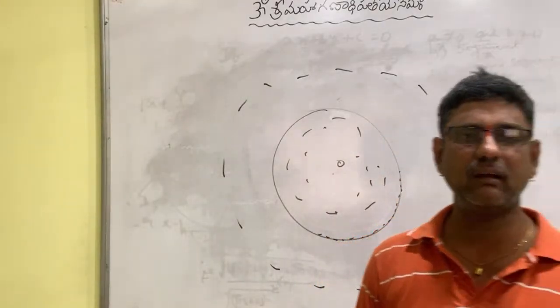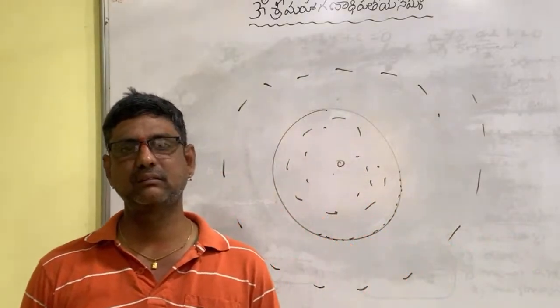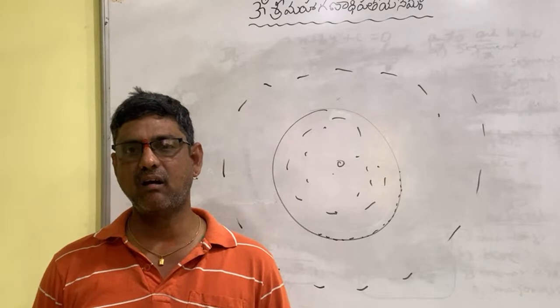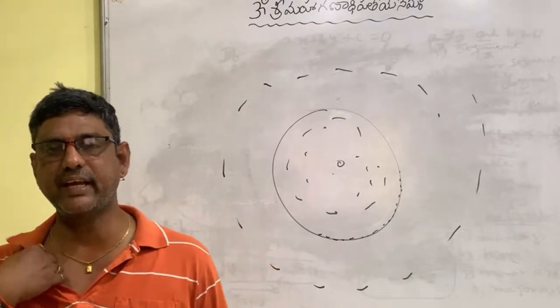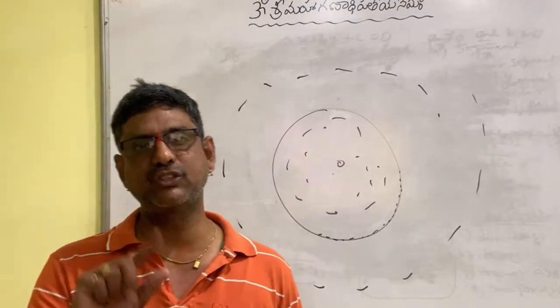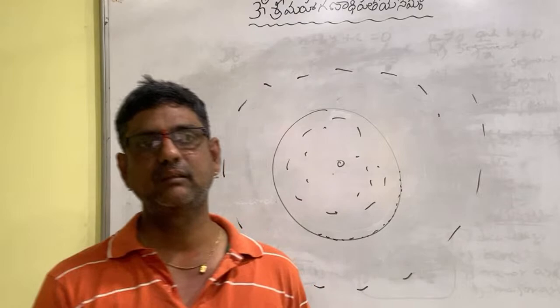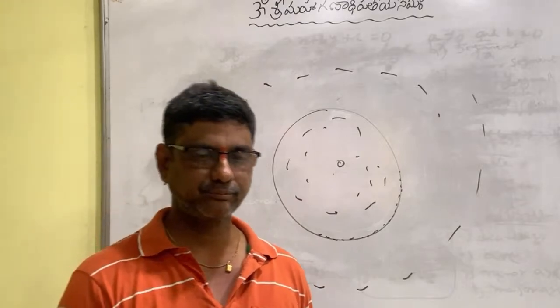Interior of the circle, exterior of the circle, and points lies on the circle. Don't say interior. Points lies inside the circle, outside the circle, and the points on the circle. These are the three parts. Okay?